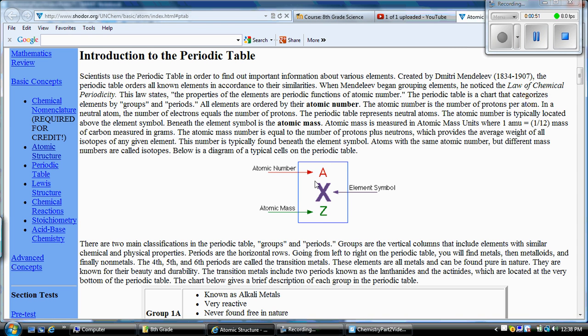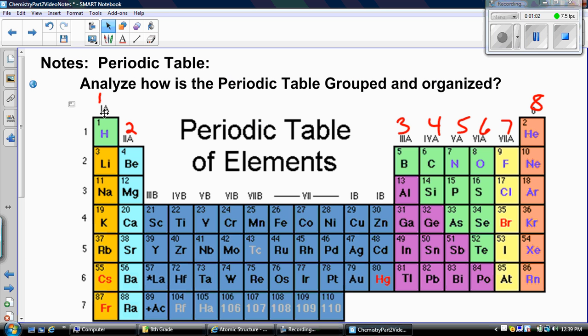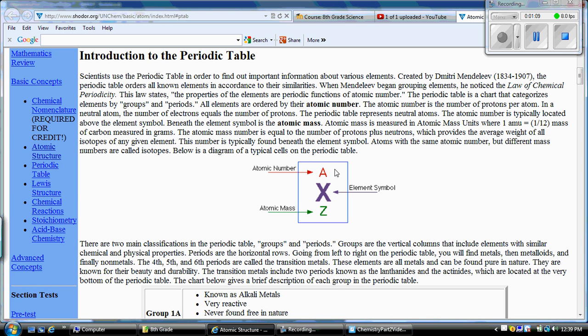Like I mentioned in the previous target, the atomic number is always the number located above the element symbol. Now, remember, some of the element symbols are different, like sodium, which is Na, and that's simply because it has Latin roots. The atomic number tells you the number of protons, and remember, protons determine what element it is. The atomic mass is the number of protons plus neutrons as a weighted average because it includes isotopes. That's located at the bottom.